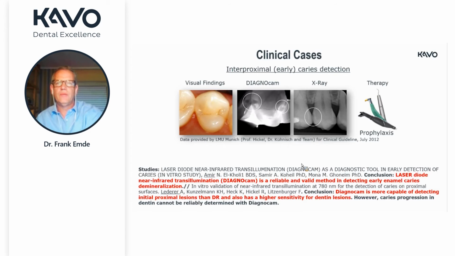Two studies I picked out. One was from Amaechi, laser diode near transillumination diagnostic is a reliable and valid method of detecting early enamel caries demineralization. In vitro study. We also have a study from Lederer from Munich, and they concluded also that Accuchem is more capable of detecting initial proximal lesions than DR. DR stands for digital radiography, and also has a higher sensitivity for dentin lesions. However, as I already mentioned, caries progression in dentin cannot be reliably determined with the diagnostic.